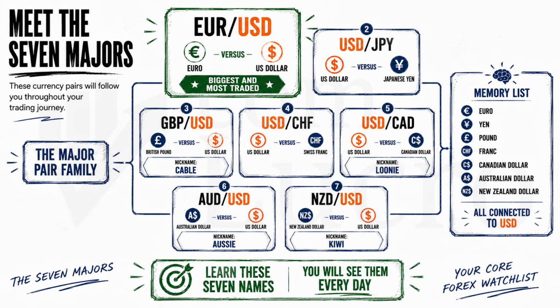Let me name them, because you'll be seeing these for the rest of your trading life. Euro USD, the euro against the dollar, the biggest and most traded of them all. USD JPY, the dollar against the Japanese yen. GBP USD, the British pound against the dollar, the one traders nickname Cable. USD CHF, the dollar against the Swiss franc. USD CAD, the dollar against the Canadian dollar, known as the loonie. AUD USD, the Australian dollar against the dollar, called the Aussie. And NZD USD, the New Zealand dollar against the dollar, the Kiwi.